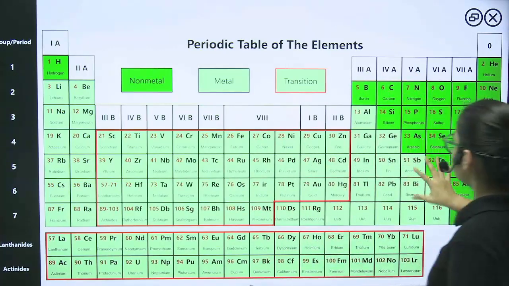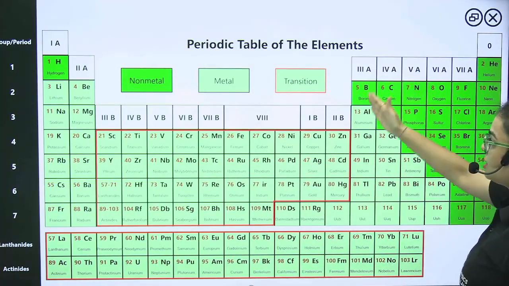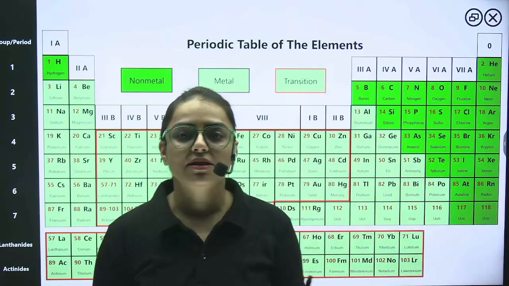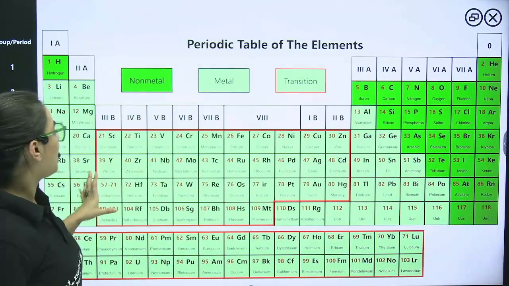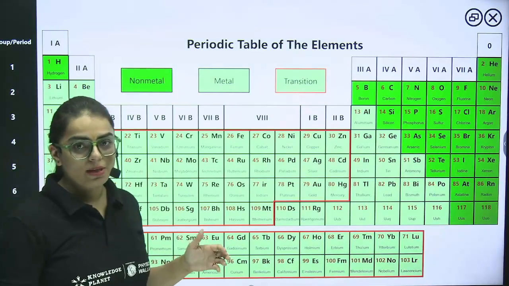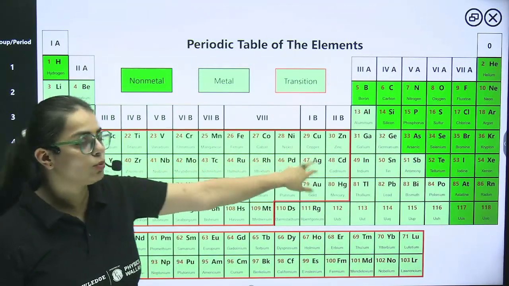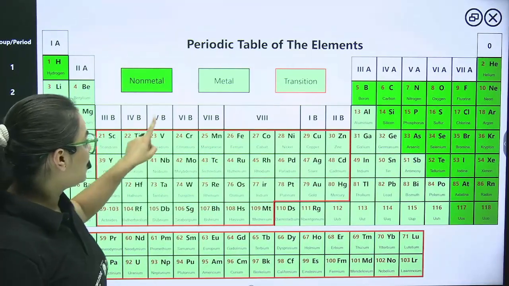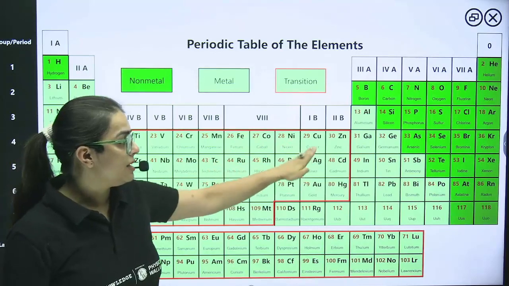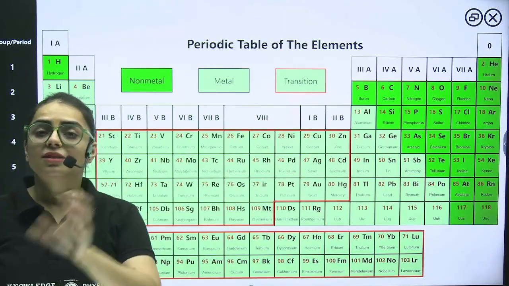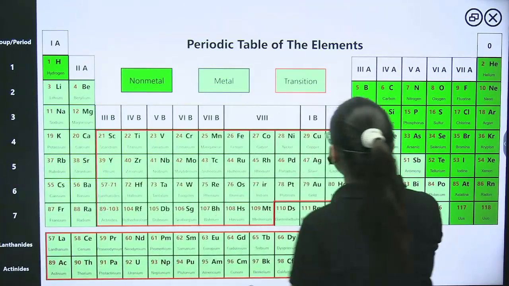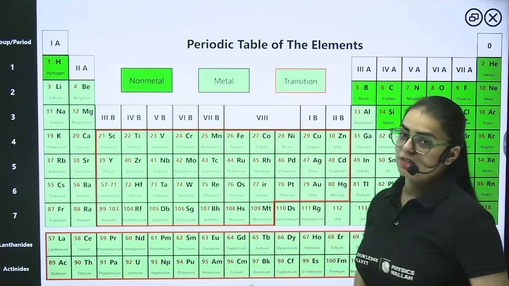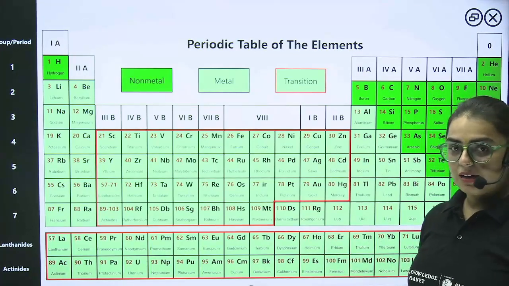Then these groups over here, group number 13, 14, 15, 16, 17 and 18. From 13 to 18 lies your p block elements. And your d block elements, group number 3 to group number 12, come under that category. So scandium, titanium, vanadium, chromium, manganese, iron, cobalt, nickel, copper, these are transition elements. But zinc, cadmium, mercury over here are not transition elements, but they are d block elements, right?